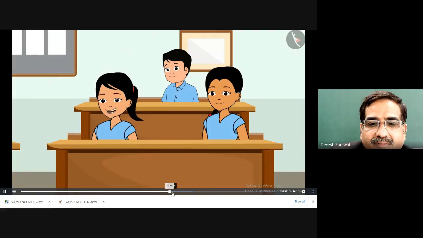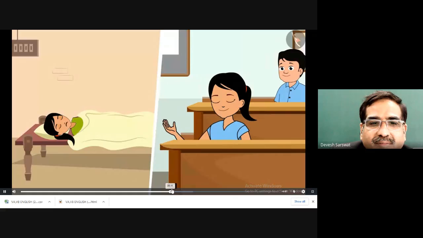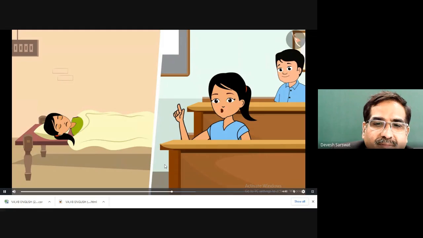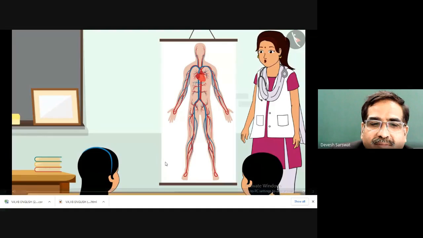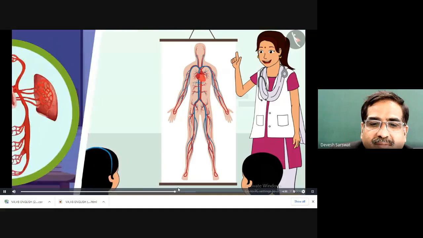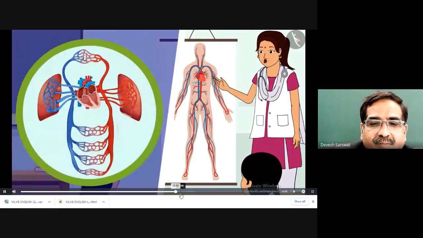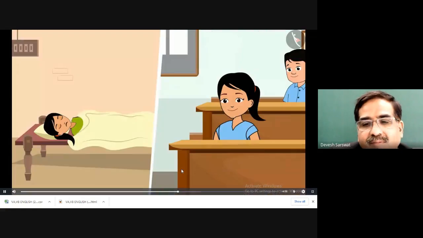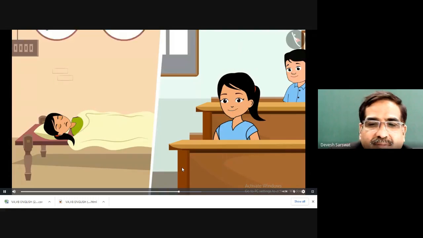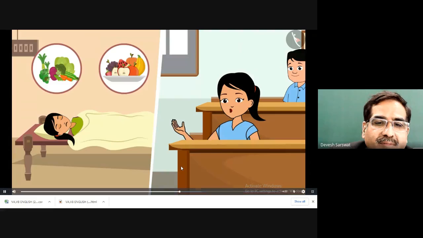Didi, once I had a lot of weakness and the doctor had said that the level of hemoglobin had reduced in my blood. Yes, children. Hemoglobin does not only give the color to the blood, but also binds with the oxygen and transports it to all parts of the body and ultimately the cells. The doctor had prescribed me to eat green vegetables and fruits.